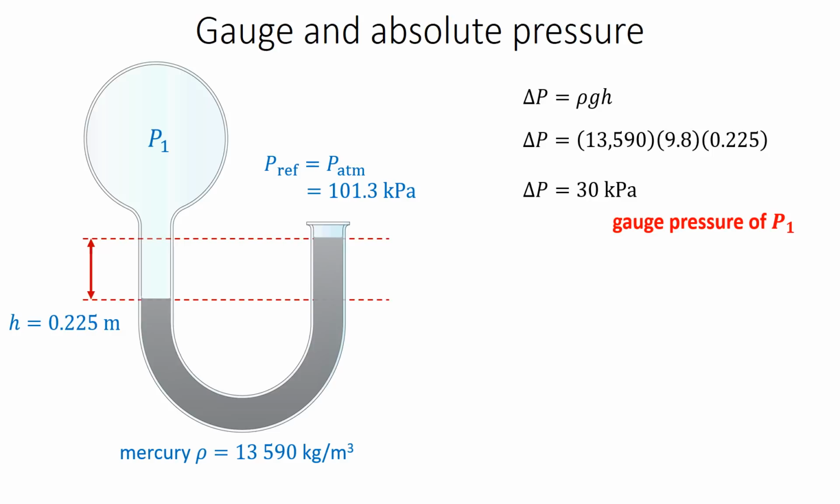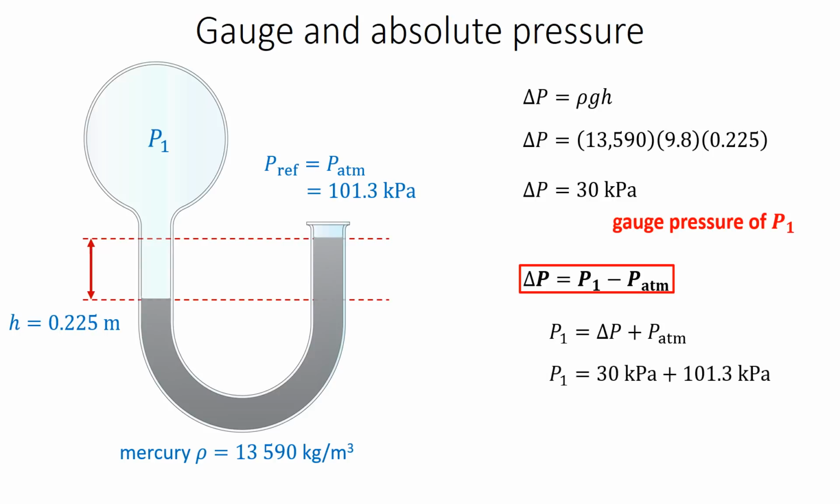Fortunately, relating these two pressures is straightforward as long as we know the absolute pressure of our reference. In this case, the atmospheric pressure is 101.3 kilopascals. Since P1 is an additional 30 kilopascals, our gas sample has an absolute pressure of 131.3 kilopascals. To convert from gauge to absolute, we simply add the reference pressure.